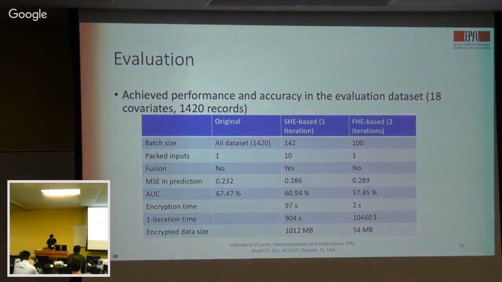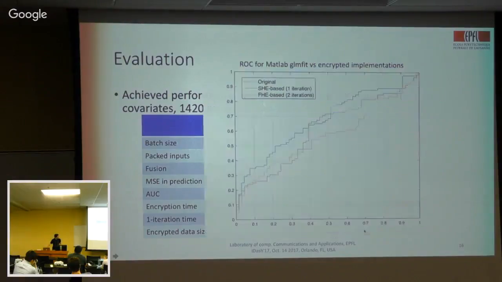The main difference here is also the encrypted data size. So here we see the difference with respect to the ciphertext expansion in the fully homomorphic encryption, and it is really noticeable.